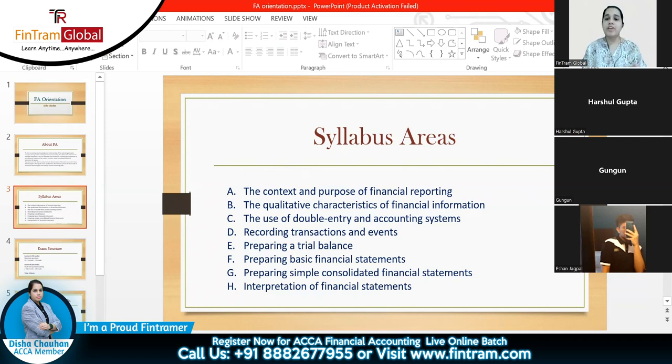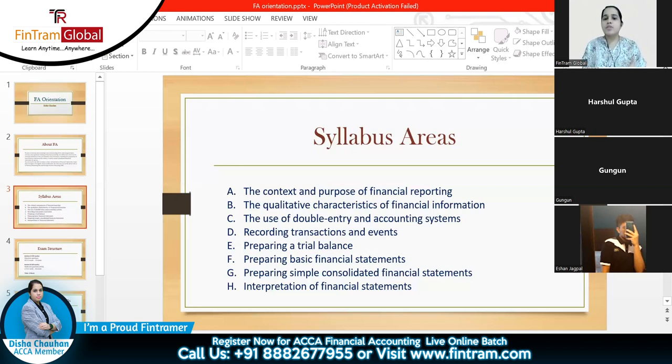Then statement of cash flows. You learn how to prepare cash flow statements, your investing activities, financing activities, cash flow from your operations, and exactly how you prepare it. That is covered in this chapter. Incomplete records: when there are incomplete records, what do you use? You use your accounting equation, balance sheet equation, to find out that missing value.